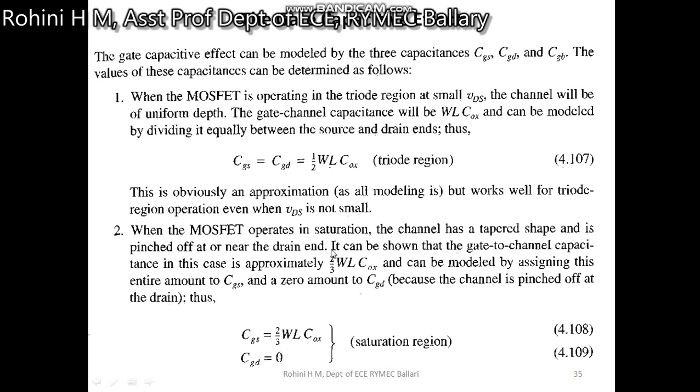Next, CGS is equal to 2/3 of WLCOX. Remember, when it is operating in triode region, channel is of uniform depth, both capacitances are equal, that is 1/2 WLCOX. When it is operating in saturation region, channel is of tapered shape and it is pinched off near drain terminal. Therefore, the gate to drain capacitance is 0, and CGS, gate to source capacitance value, is 2/3 of WLCOX.